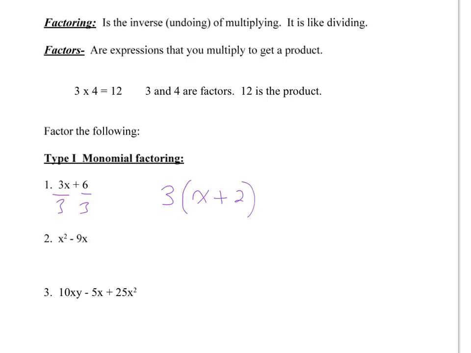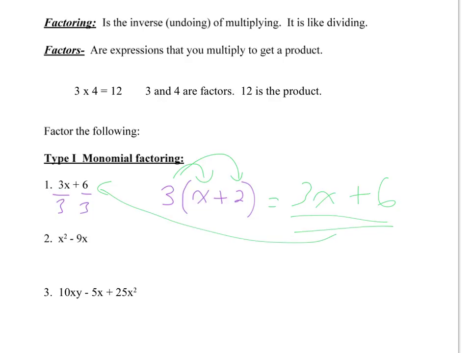Notice what I have now here is I'm like reverse distributing. I have a factor of 3 and a factor of x plus 2. If I were to distribute the 3 to x plus 2, that would be like multiplying. I would end up with 3 times x is 3x, and 3 times 2 is 6. Notice I'm right back where I started.